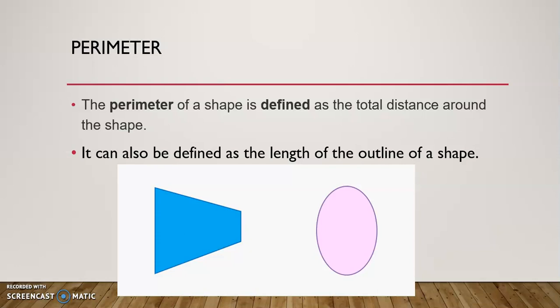So what is a perimeter? Perimeter is defined for a shape as the total distance around the shape. So it can be defined as the length of the outline of a shape. So the total distance around this quadrilateral is the perimeter. The distance around this oval shape is the perimeter. Meaning that will be this plus this plus this plus this. That gives us the perimeter of this shape. What's the shape called? Yep, it's a trapezium.